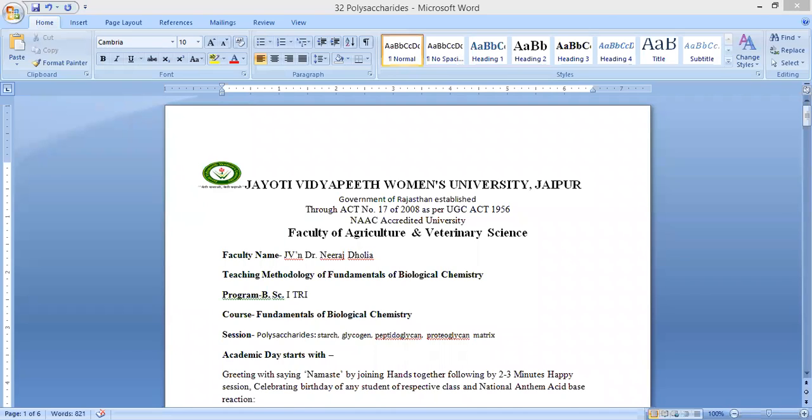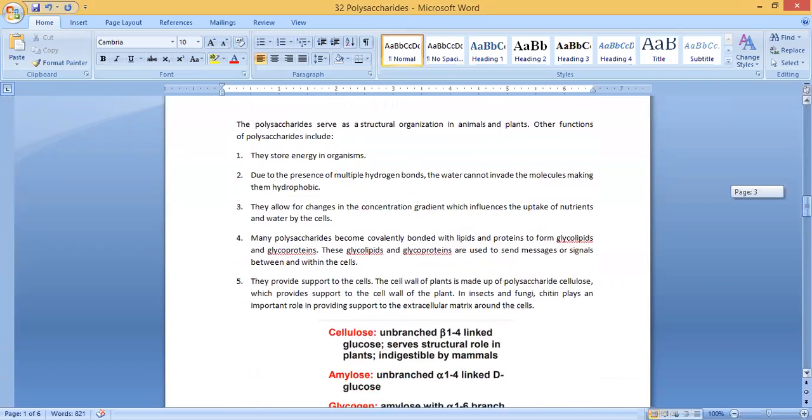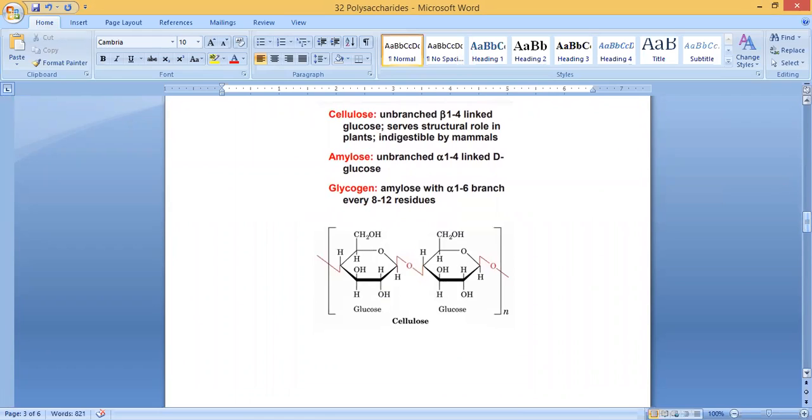So today we are going to discuss a few examples of the polysaccharides, like starch, glycogen, peptidoglycan, proteoglycan matrix, etc. As we have learned in the earlier lectures, polysaccharides have many monosaccharide units joined by glycosidic bonds.